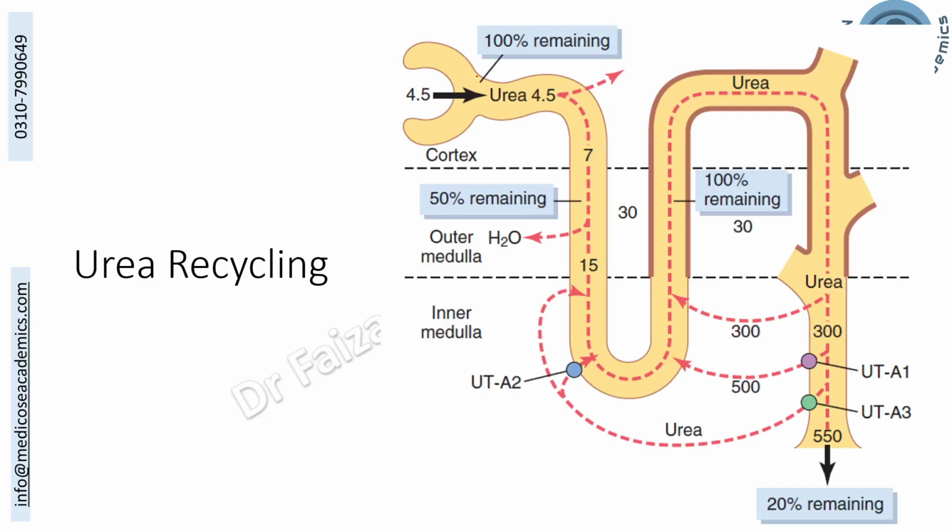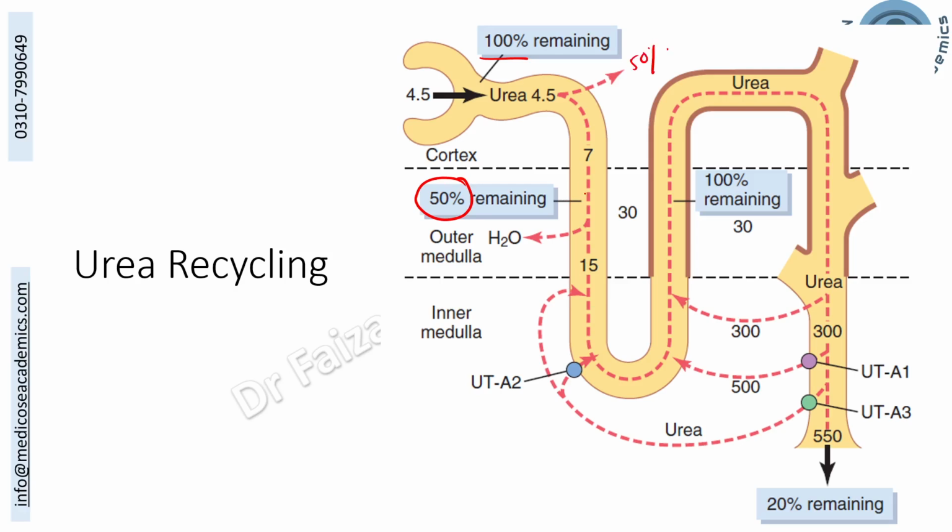As you can see over here, the different tubular segments, starting from the filtration of the urea. When it is filtered, we take this level as 100%. We take it as the baseline. When it passes through the proximal convoluted tubule, the reabsorption of urea occurs as shown in this image, and when it goes out of the proximal convoluted tubule to the descending loop of Henle, only 50% of the urea is remaining and 50% was reabsorbed over here.